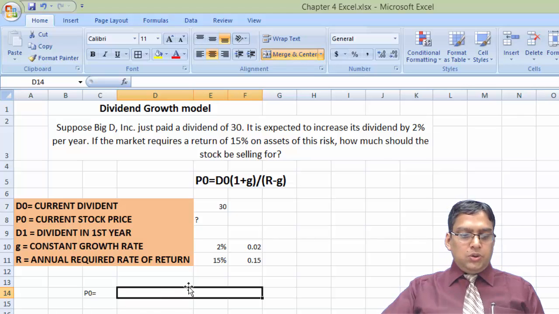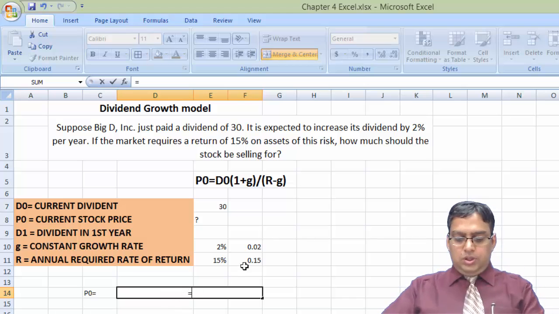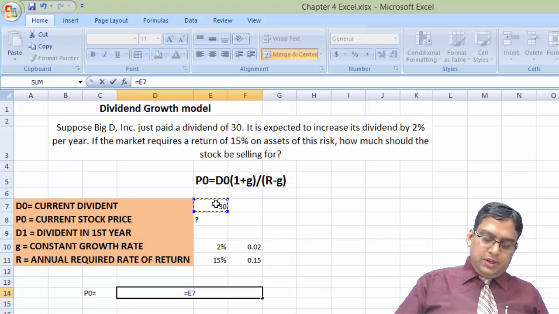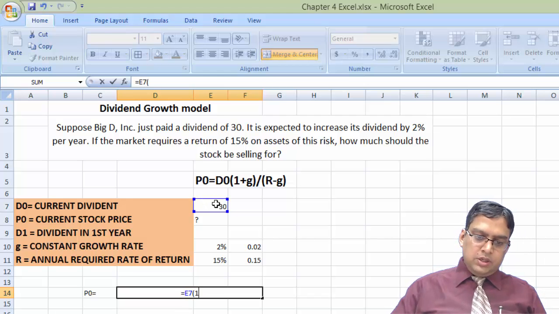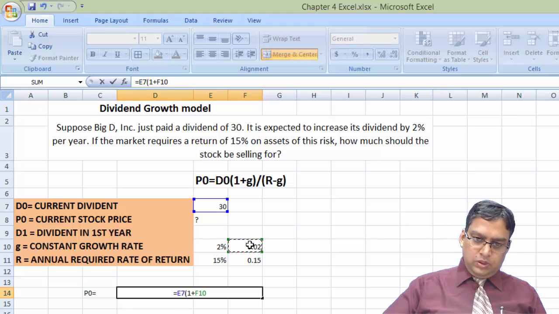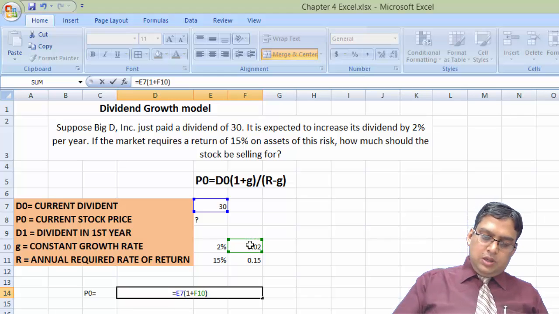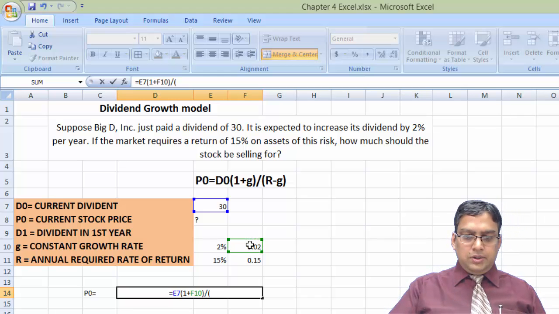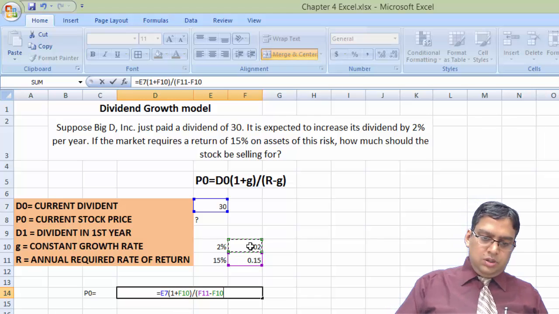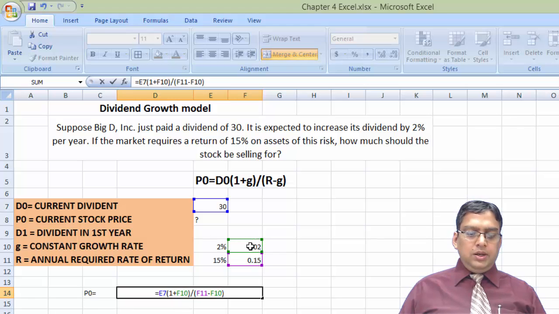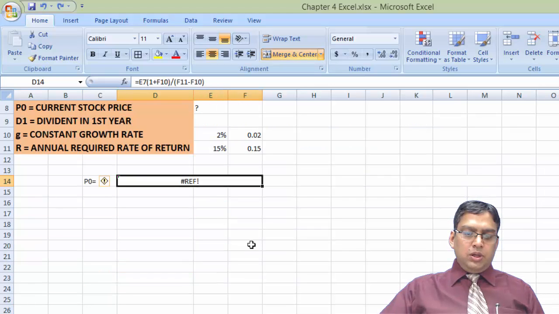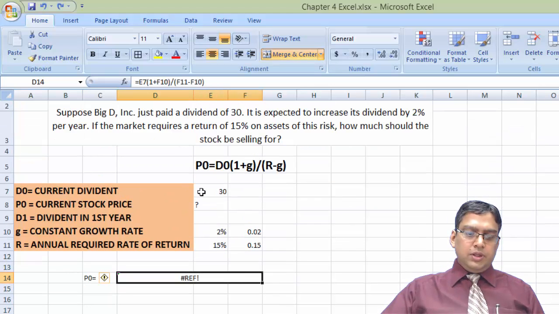According to the formula, equal to D0, that is 30, bracket start 1 plus G, that means 0.02, divided by R minus G, bracket close, and then enter. Some reference is missing in this formula. Let's check this reference error.